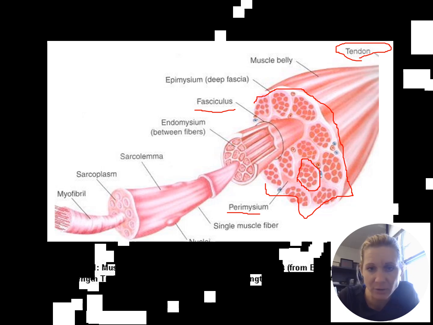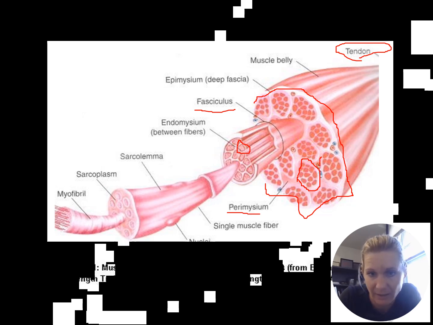Then the innermost layer of these connective tissue linings is known as the endomysium. An endomysium is the connective tissue that surrounds one singular muscle cell. Here you can see that connective tissue as it surrounds one single cell, and that is continuous with the cell membrane. Again, from inside to outside, we have endomysium, perimysium, epimysium. All three are made of connective tissue layers that keep things separated and keep things connected.